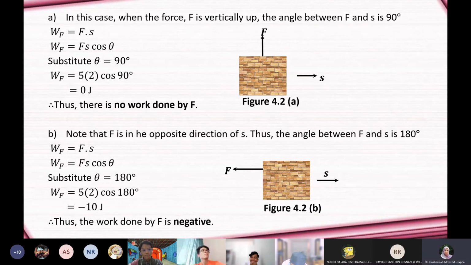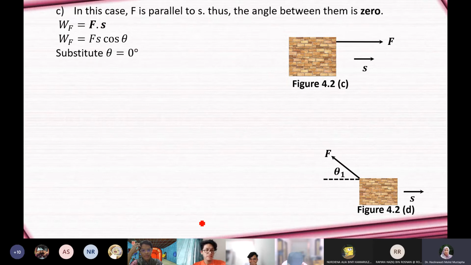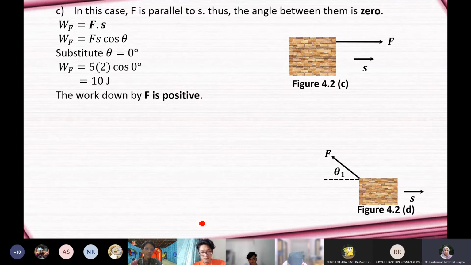Okay, so it's the same as this. Because S is to the right and F is to the left, the work done is negative. So look at C. It's easy, you can actually do this yourself. In this case, F is parallel to S, so F is in the same direction as S. So the angle is 0, you just substitute 0, and you get 10 joule. The work done by F is positive.